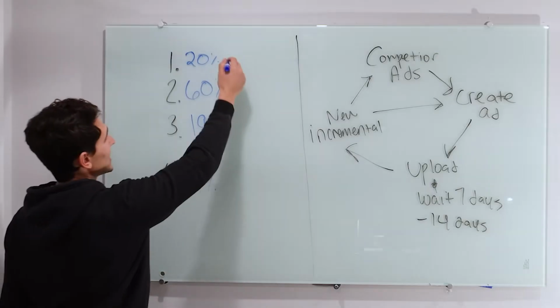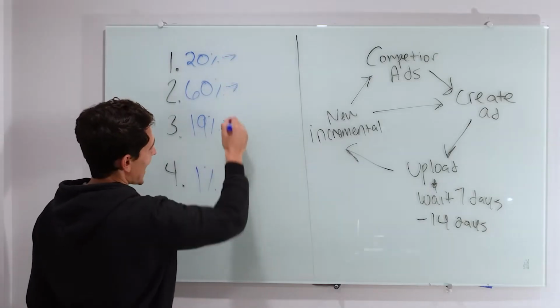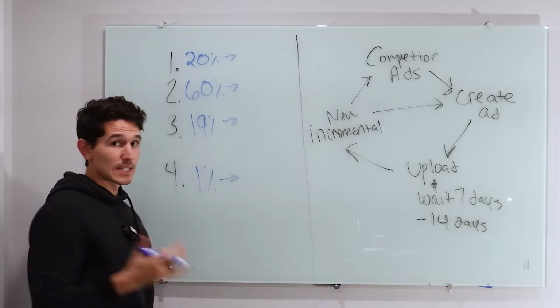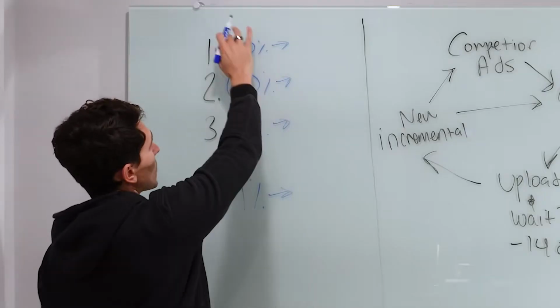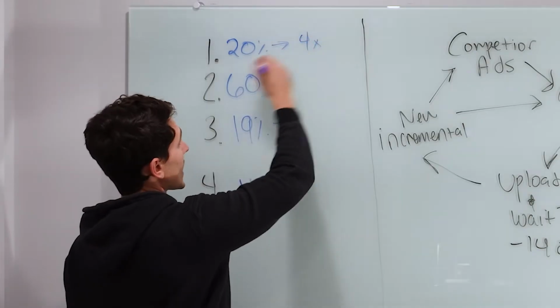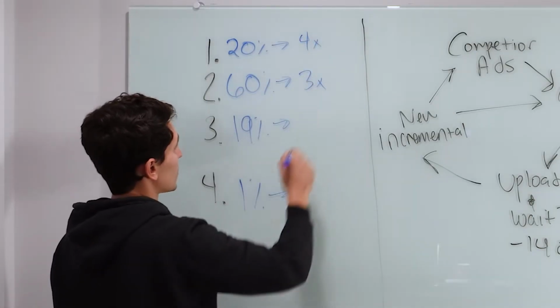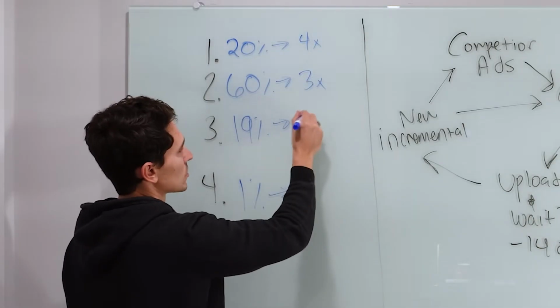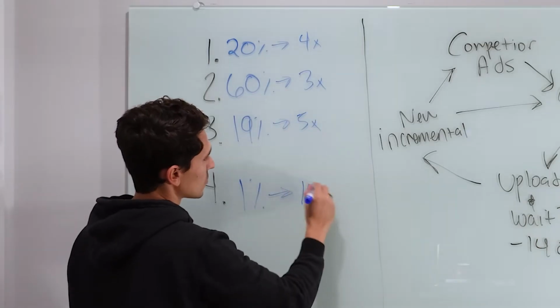No, you're wrong, because each of these is returning at different or ideally similar return on ad spends. For example, concept number 1 is only spending 20%, but it might do so at a 4x. The 60% might do so at a 3x, the 19% might do so at a 5x, and the 1% might do so at a 10x.